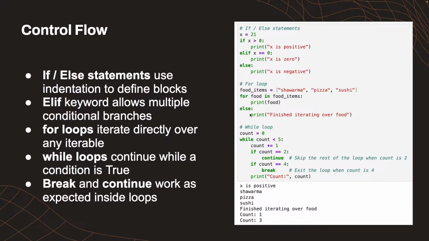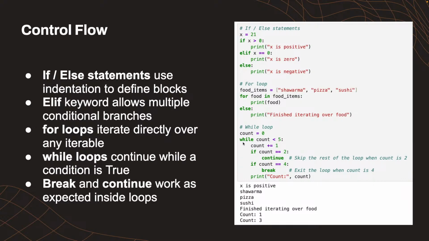There are also for loops. Python is really simple, which is why it's quite close to English. It's really good, similar to pseudocode, I guess. So you can do for food in food items, and then you just print the food. You don't have to worry about iterators like in C++.